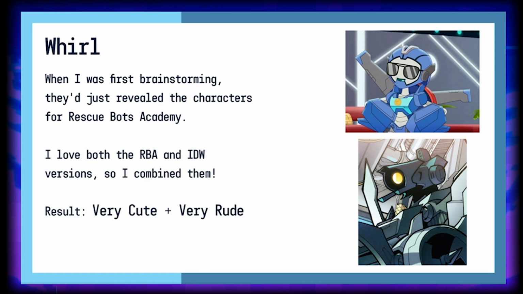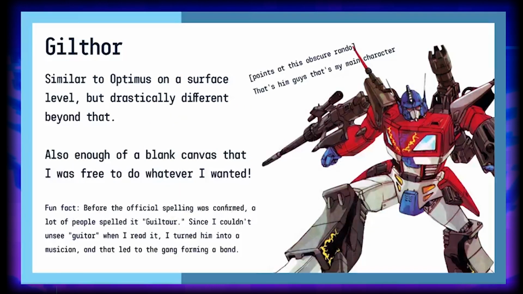Early on, I decided against using Optimus or Orion, but I did want someone who could give off a similar big bro vibe. Coincidentally, my partner was, and still is, a one-man hype train for Giltor, who is this super obscure manga character who didn't even have an official romanization for his name until 2019. He had me fully on board for using him in some capacity. I mean, Gil's similar to Optimus on a surface level, but beyond that, he's a drastically different character, and best of all, he's also enough of a blank canvas that I was free to do whatever I wanted with him.